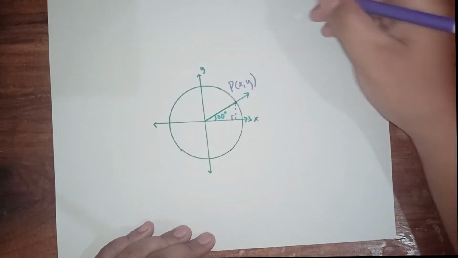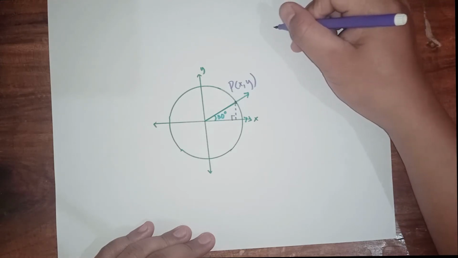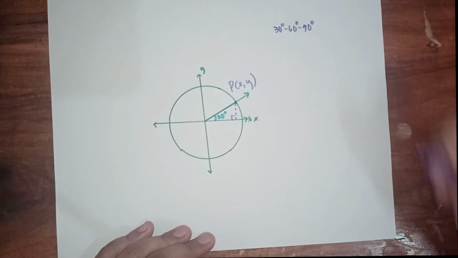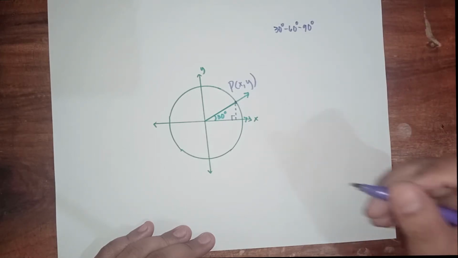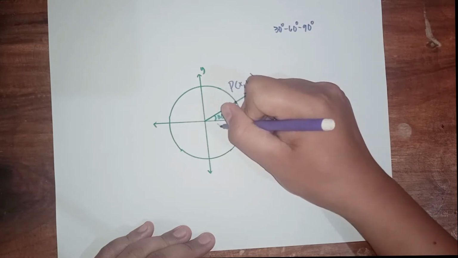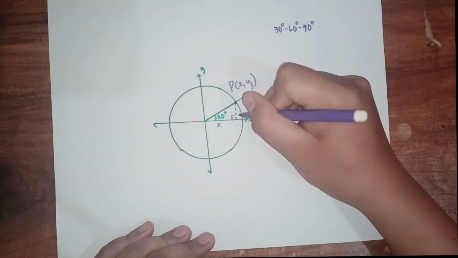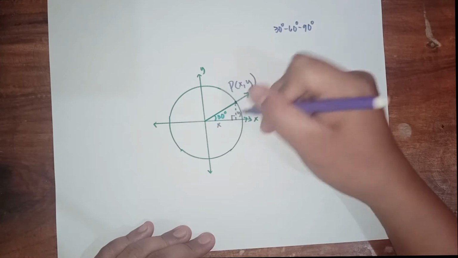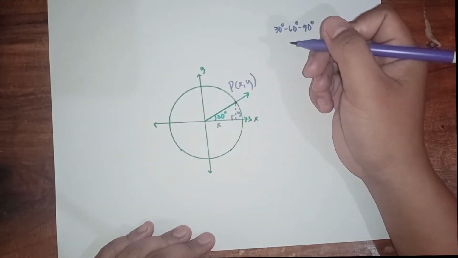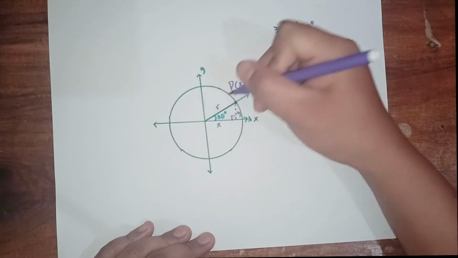And this right triangle is a 30-60-90 triangle. Tama po ba? Okay? And we label these sides as, so this side is x because it is on the x-axis. This side is y. And this is the hypotenuse, which is also the radius of the unit circle, and we denote this by r.